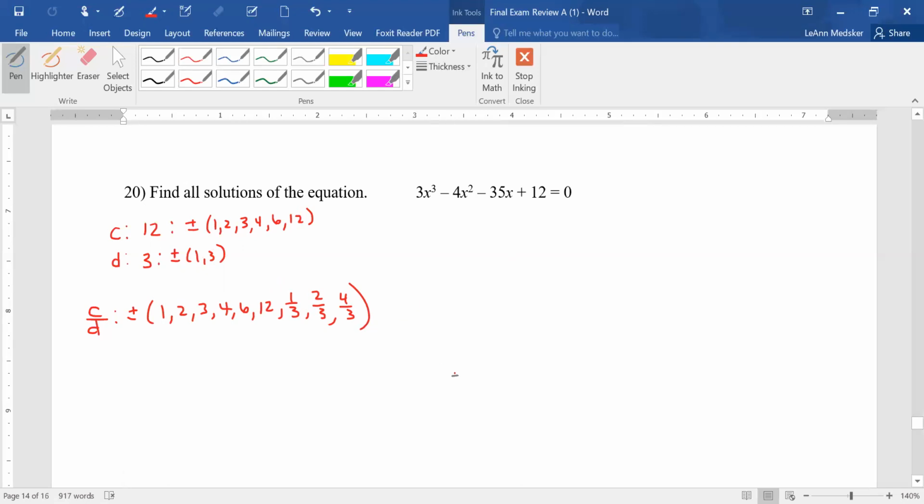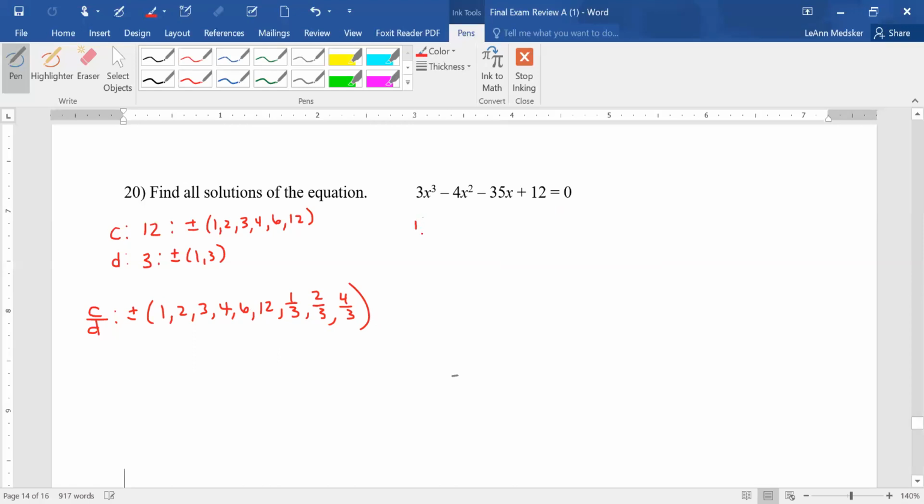Now, we can check these by a couple of different ways. You could just do the remainder factor theorem, which says you plug these numbers into the function to see if it equals 0. And when you find one that works, you then use synthetic division to help you factor it down. Some people don't like to do it that way. Some people just like to jump in and do synthetic division right away. And I'm kind of that nature.